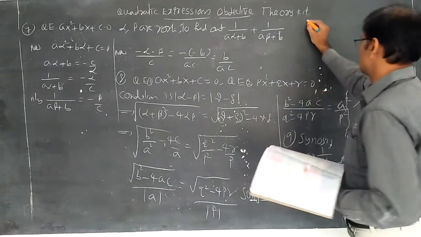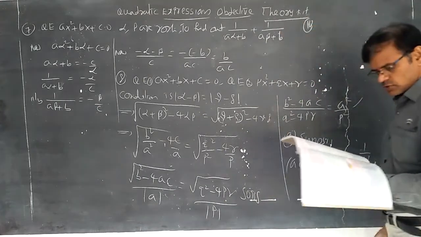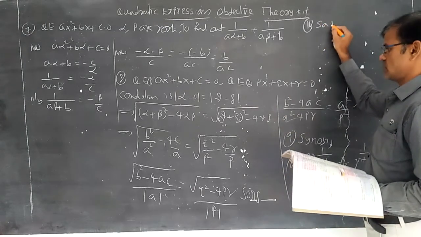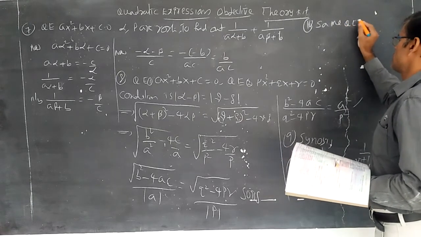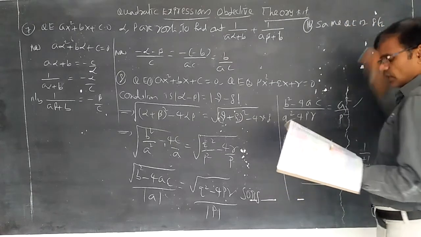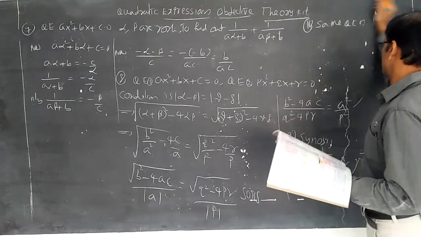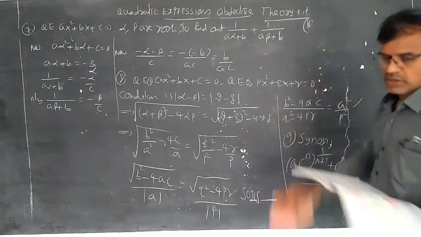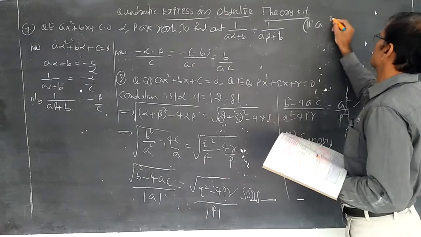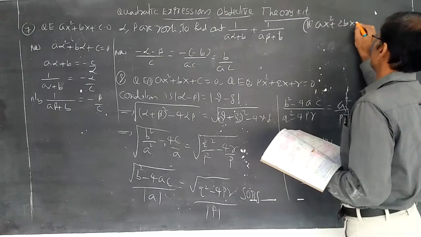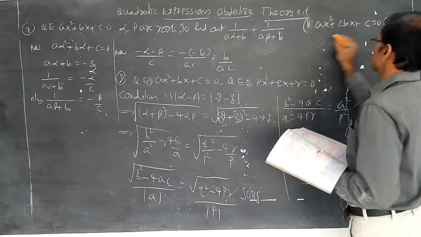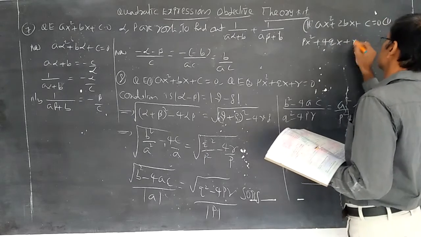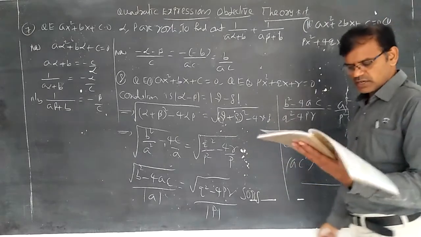Tenth question. Read the question carefully. Same quadratic equations given as in the eighth one. Ax square plus bx plus c equal to, no, reverse, so it is not correct. Ax square plus 2bx plus c equal to 0. This is the first quadratic equation. Next one, px square plus 4qx plus r equal to 0. This is the second quadratic equation.